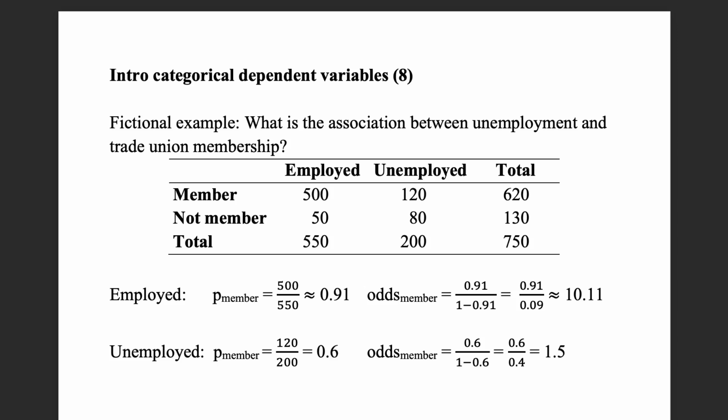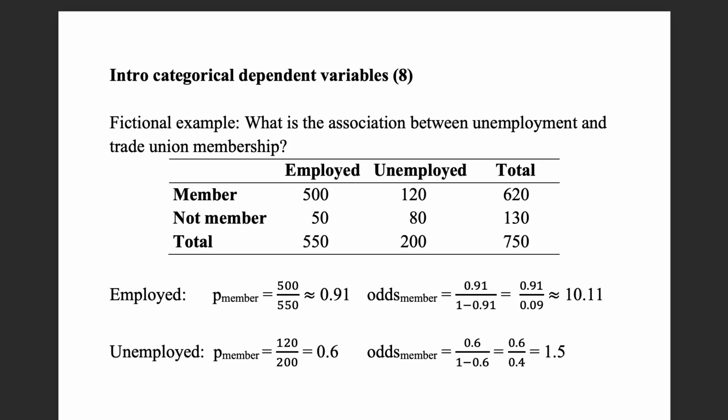So now we see that we have two different odds. We have the odds of membership for the employed persons and the odds of membership for the unemployed persons. And in both cases, we see that the odds are larger than 1. So employed and unemployed people both are relatively more likely to be a trade union member than to not be a trade union member. But we see that the size of those odds differs quite a bit. For the employed persons, they are actually 10 times more likely to be a member than to not be a member, whereas the unemployed persons are only 1.5 times as likely to be a member than to not be a member.